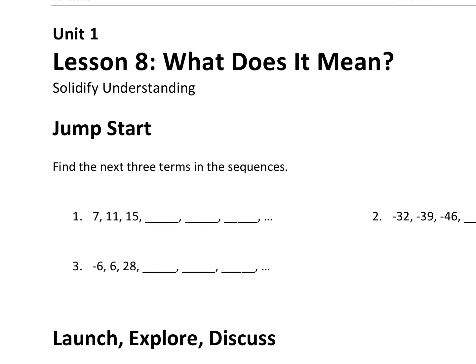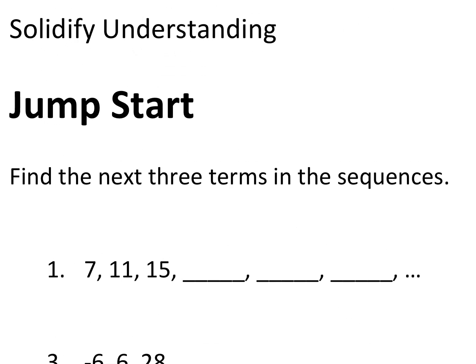In our first problem in the jump start, it goes 7, 11, 15. So it looks like we're adding 4 each time. So to go from here to here, it's plus 4. Here to here also plus 4, which means that we'll continue that pattern, and we end up with 15 plus 4 is 19, plus 4 is 23, plus 4 is 27.